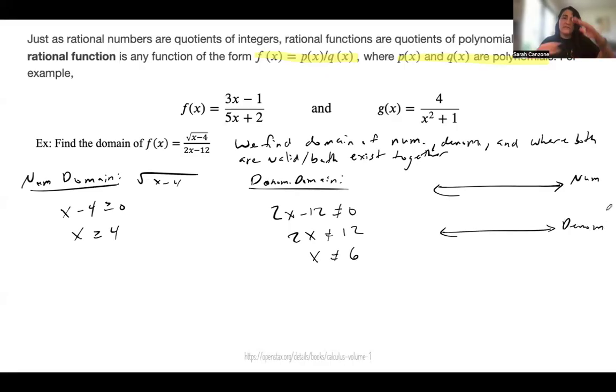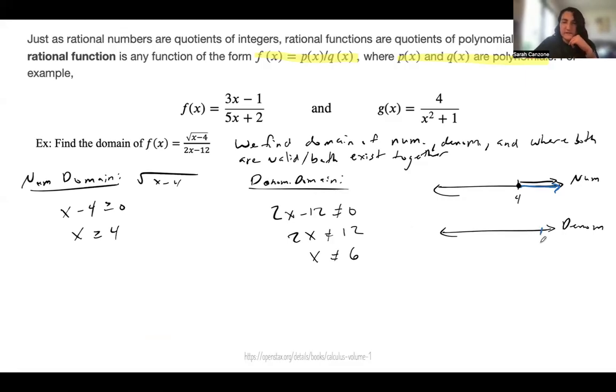And where both of them, if you were to squish them together, would lay on top of each other, where that happens is where the domain of the rational function exists. So let me demonstrate. x is greater than or equal to 4. I'll put a solid circle for greater than or equal to, and I'll use a different color to make it easier. It goes this way. For the denominator, it just says that x can't be 6.